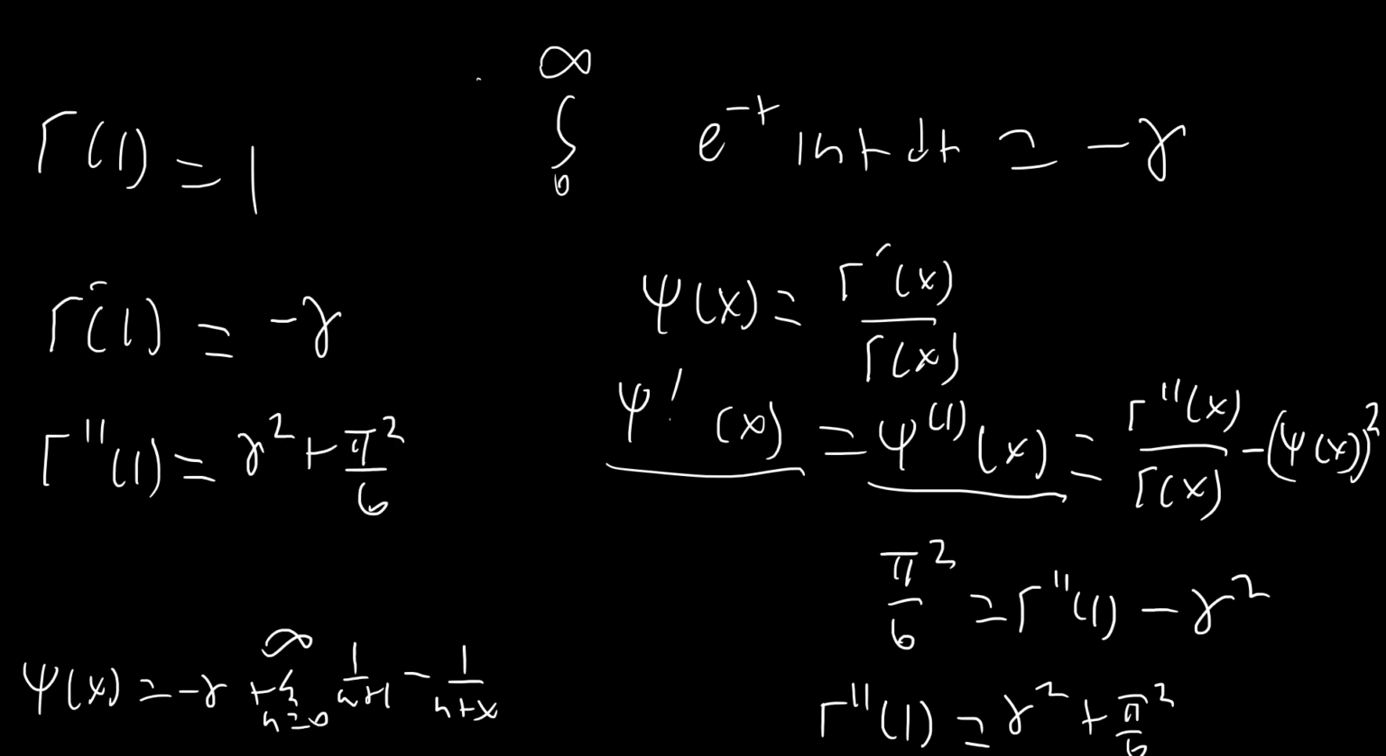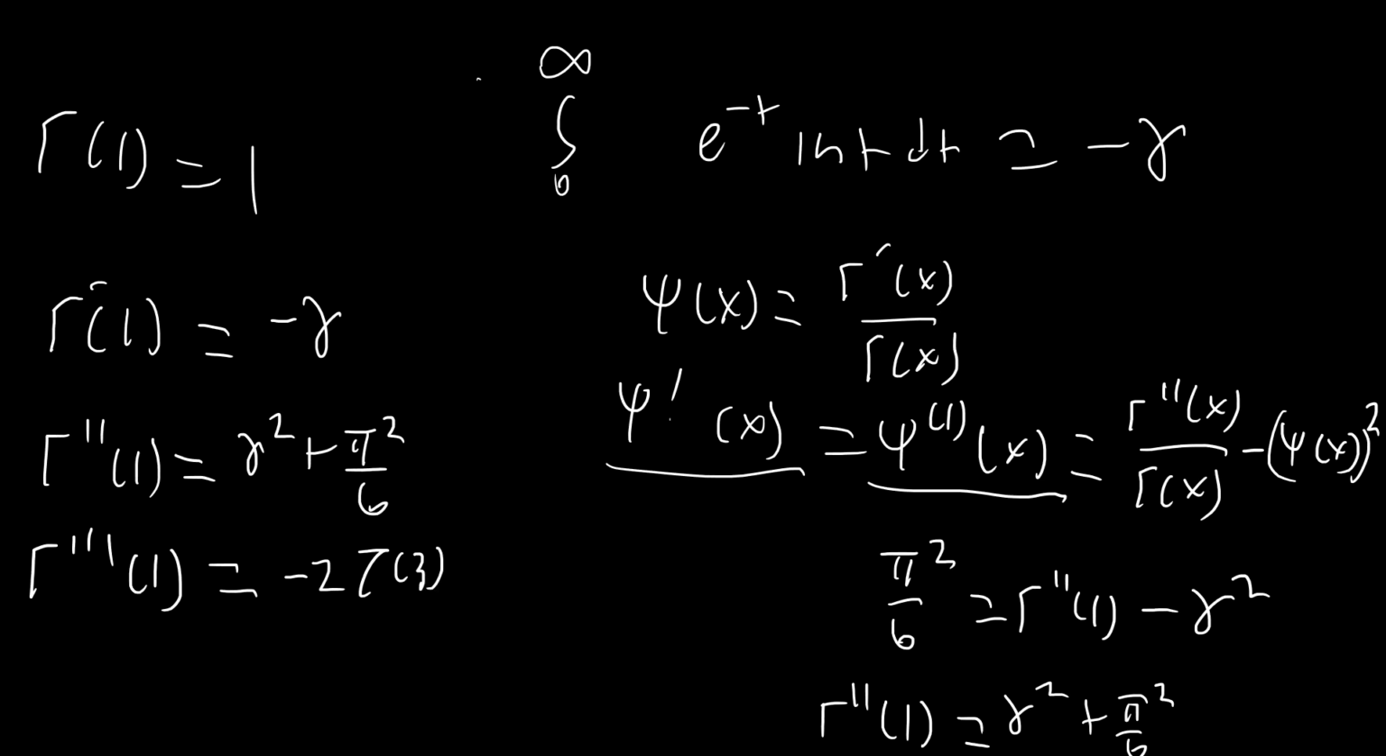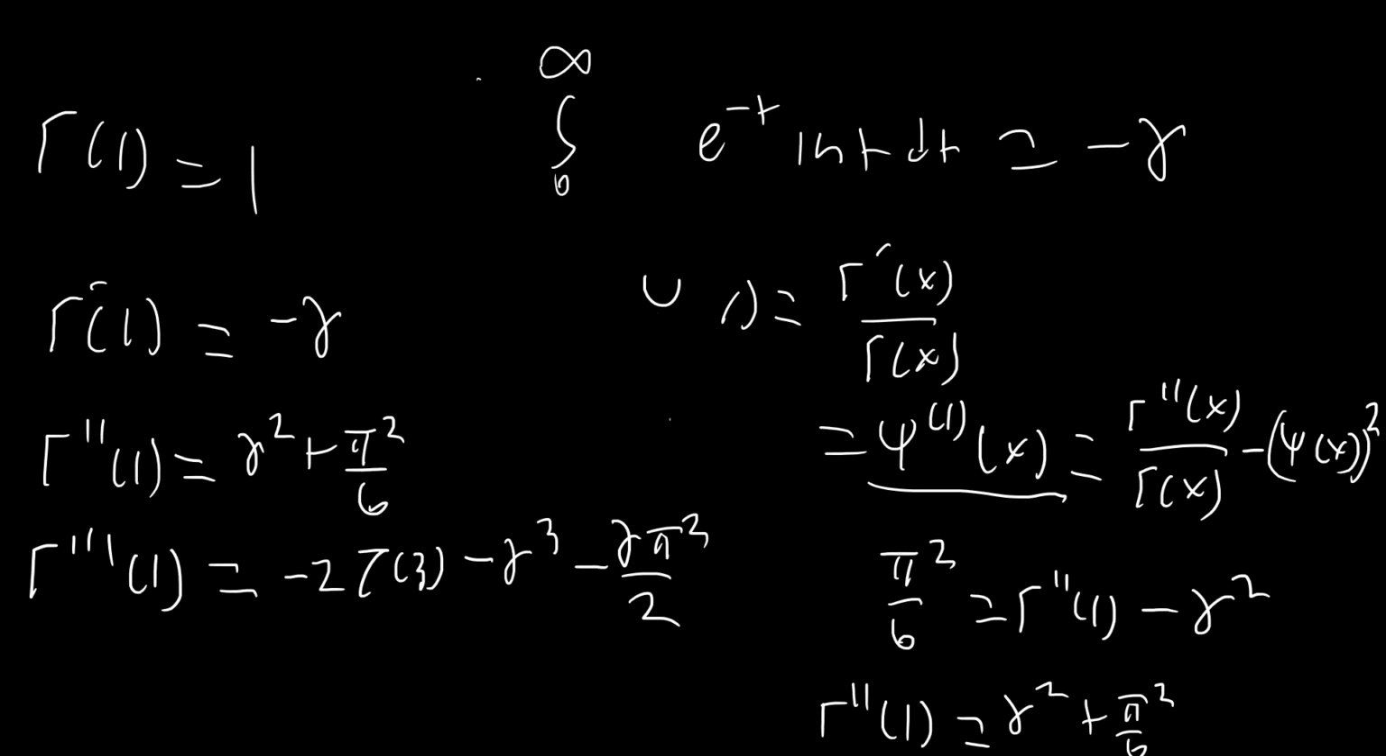And for gamma triple prime of 1, I'm actually going to just go ahead and write out the answer because this is something I derived in a previous video. It's actually one of the very first videos on my channel. You can go check it out. It's the integral from 0 to infinity of e to the negative x times ln cubed of x. And so gamma triple prime of 1 is going to equal negative 2 zeta of 3 minus gamma cubed minus gamma pi squared over 2. All right, so now that we have all that, let's go ahead and write out our Taylor series.